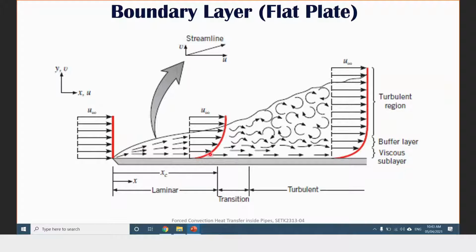So you can see that as it goes from after it meets the plate and it goes from here and then to here, there is now a velocity profile. What I mean by velocity profile is that there is a change in the velocity. The velocity is no longer uniform. So you can also see the current.